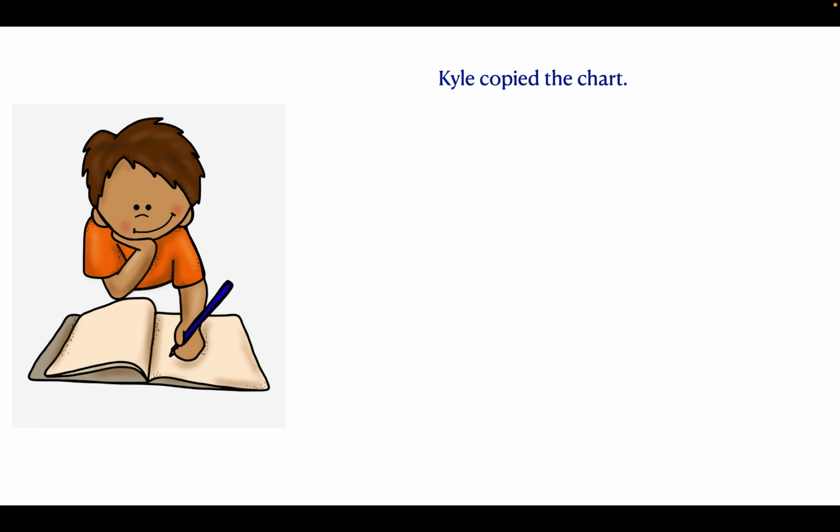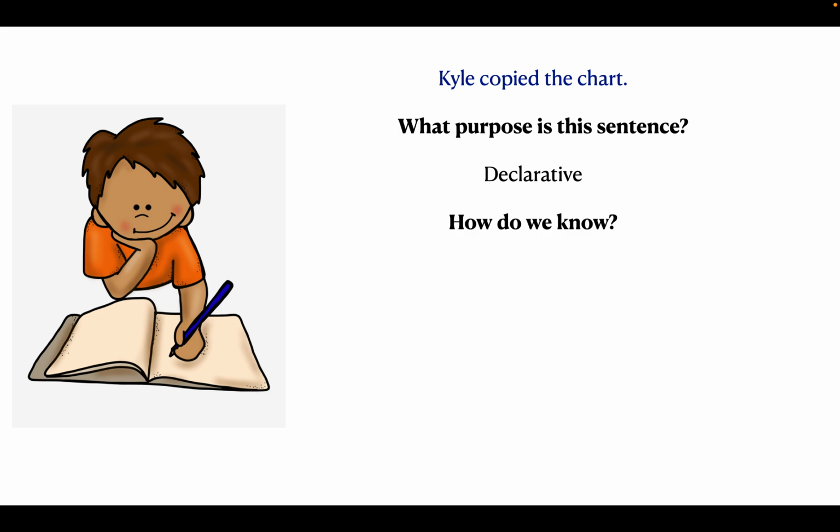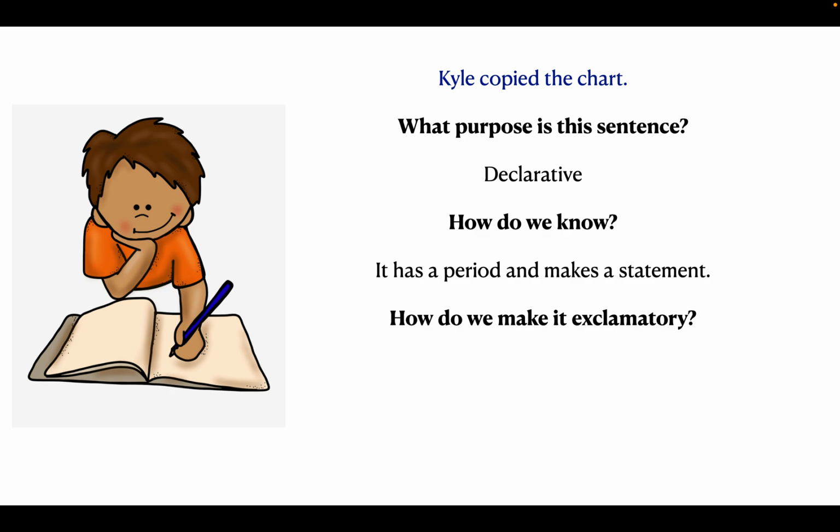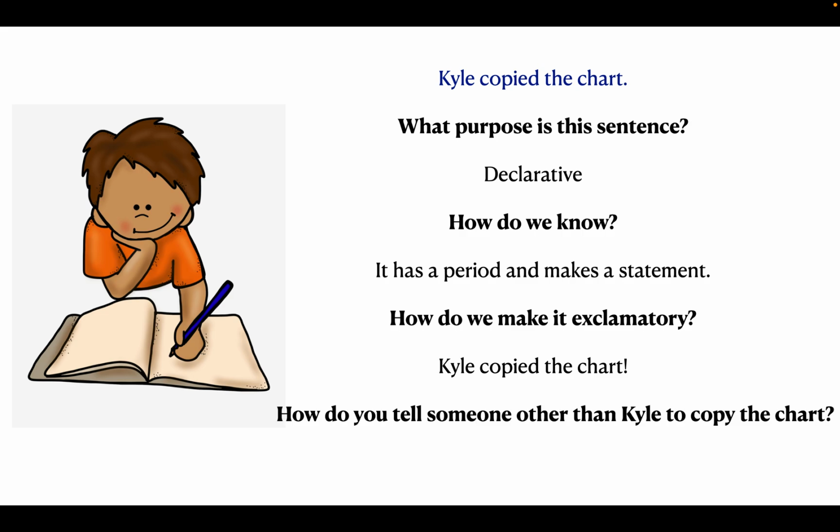All right, so let's look at the sentence. Kyle copied the chart. What is the purpose of this sentence? That's right, it's declarative. And how do we know? It has a period and makes a statement. How do we make it exclamatory? That's right, we change the end mark, and we're going to change the emphasis of when we say it. We're going to say, Kyle copied the chart! So now if I wanted to tell someone other than Kyle to copy the chart, how would I do that? That's right, I would say copy the chart.